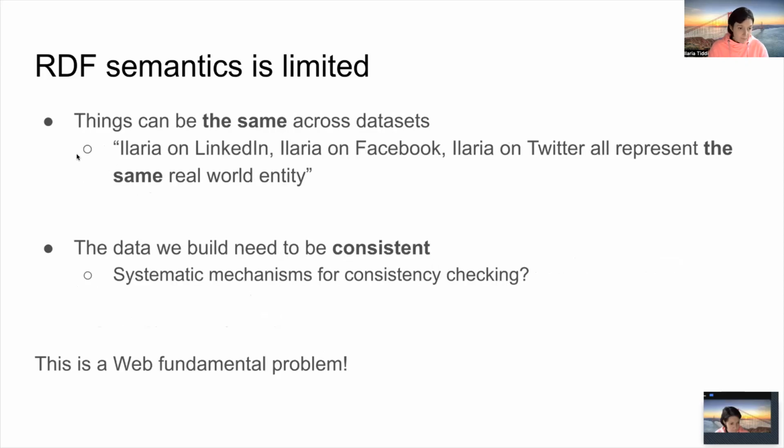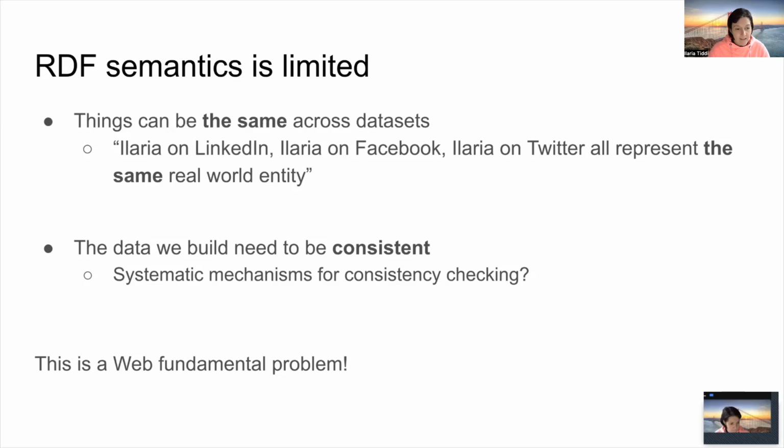All this shows how the RDFS semantics is limited. Sometimes we might want to declare that certain resources on the web are the same across different data sets, especially these days where we have multiple instances of ourselves in social media, for example. So I have an account on LinkedIn, one on Facebook, one on Twitter, but these URIs are still representing the same real world entity. So you might want to be able to point to resources across different data sets.